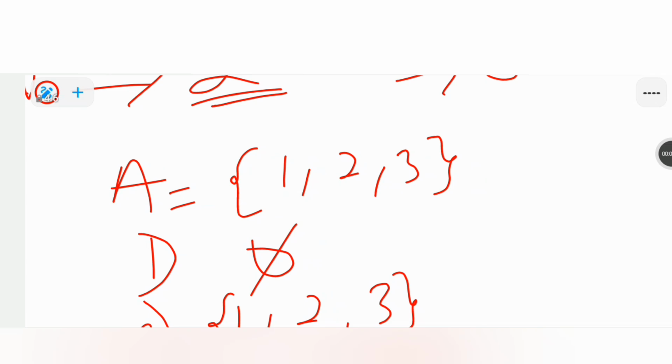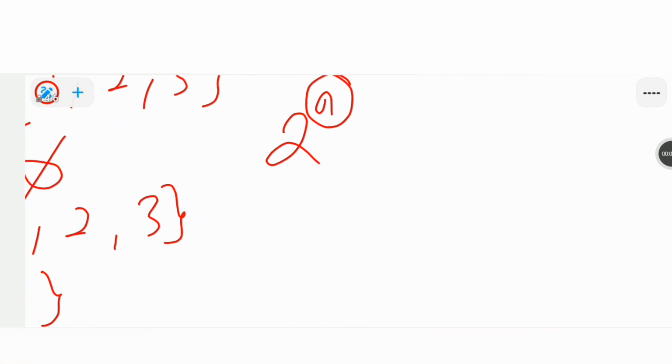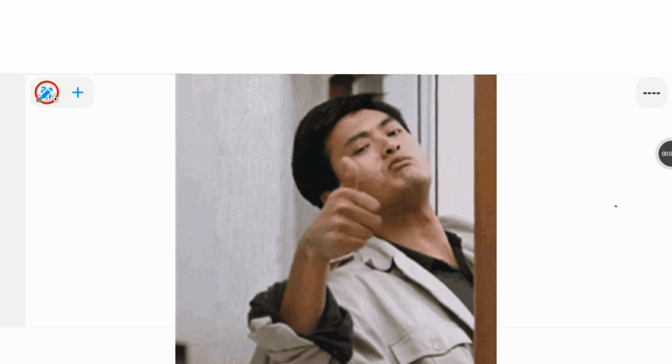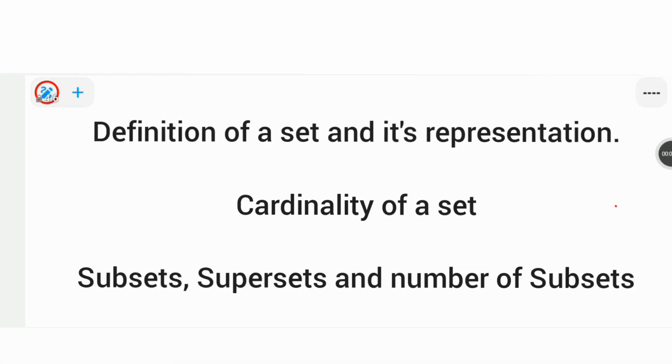So don't forget the formula. The formula is always 2 raised to power n, where n is the number of elements in the set. If the set has 5 elements, for example, the number of subsets will be 2 raised to power 5, which will be 32. So I hope you have gained something from watching this short video talking about the definition of a set, how to represent a set, the number of elements in a set, cardinality, and subsets and supersets.